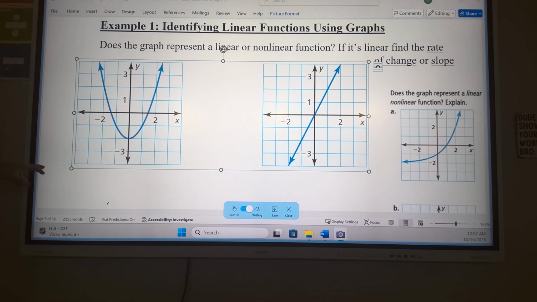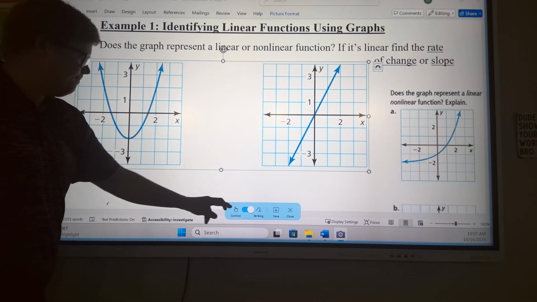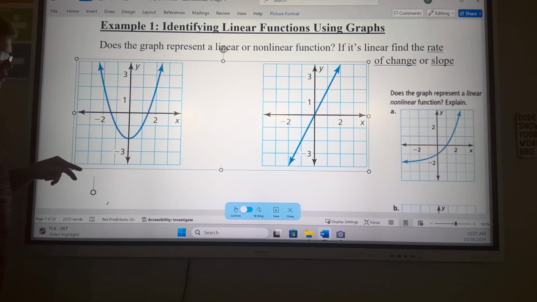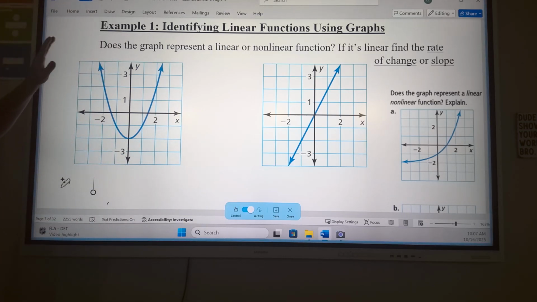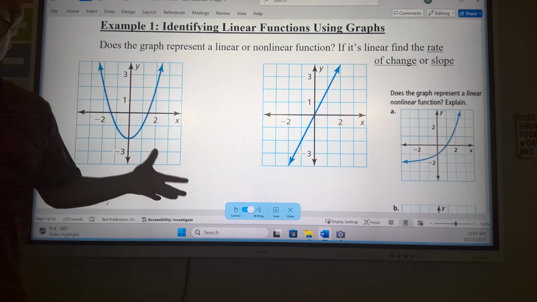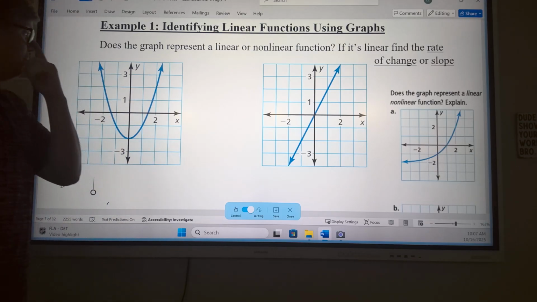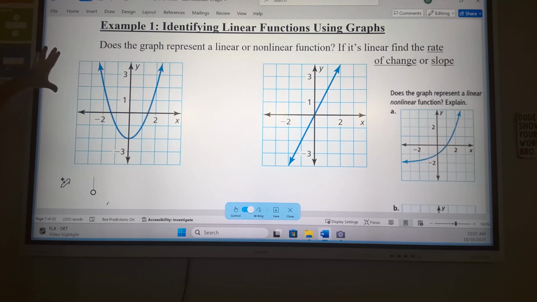So we're going to go over linear versus nonlinear functions. And the first thing that we're going to cover is whether a graph is a linear or a nonlinear function, and it's actually quite simple. First of all, we look at the one here on the left. Is it a straight line, yes or no? It's not, so it's nonlinear.